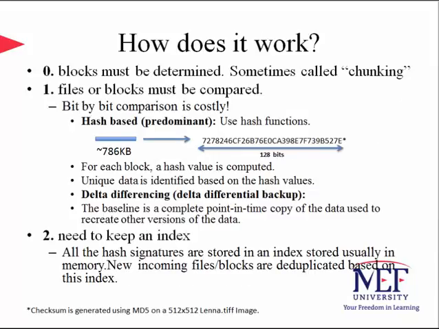Okay, so how does it work? As it might have been clear by now, we need to determine the block boundaries first. This operation is called chunking. There are various algorithms that do that, but I defer the discussion on them for the next video or so. Next, files or blocks are compared. How? Well, one way is to compare them bit by bit. However, this is quite costly from a computational perspective. The next option is to use hash-based comparison. In that technique, chunks or chunk contents are hashed.